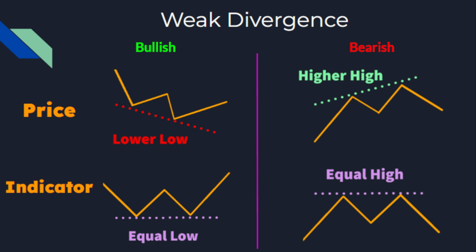So, starting off with weak divergence, this is what you guys are looking for, a bullish weak divergence. You're looking for the price to be making lower lows, but the indicator is going to be making equal lows. So not higher highs or lower lows. It's just going to be staying steady eddy, okay? Now, for bearish, you're going to be looking for the price to be making higher highs, but the indicator to be making equal highs. So it's not moving up any higher. It's still staying around that same level there, okay?